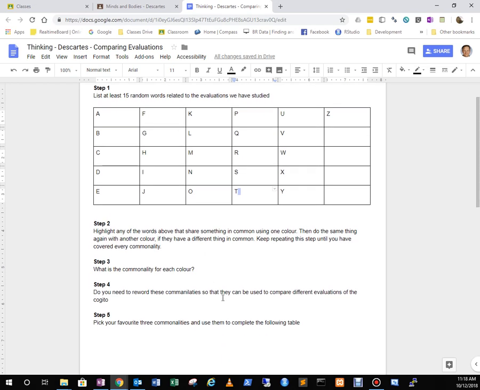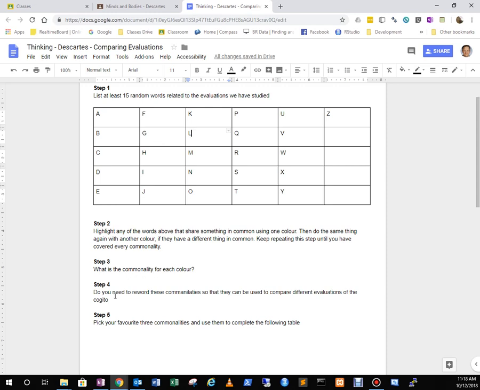Okay? So once you've done the highlighting, you go along and you say, oh, well, this is what A, G, and L have in common. And you do that with all the other colors you've got. Then we basically reword these so we can compare them. So here we might say something like, these all have something to do with the self.